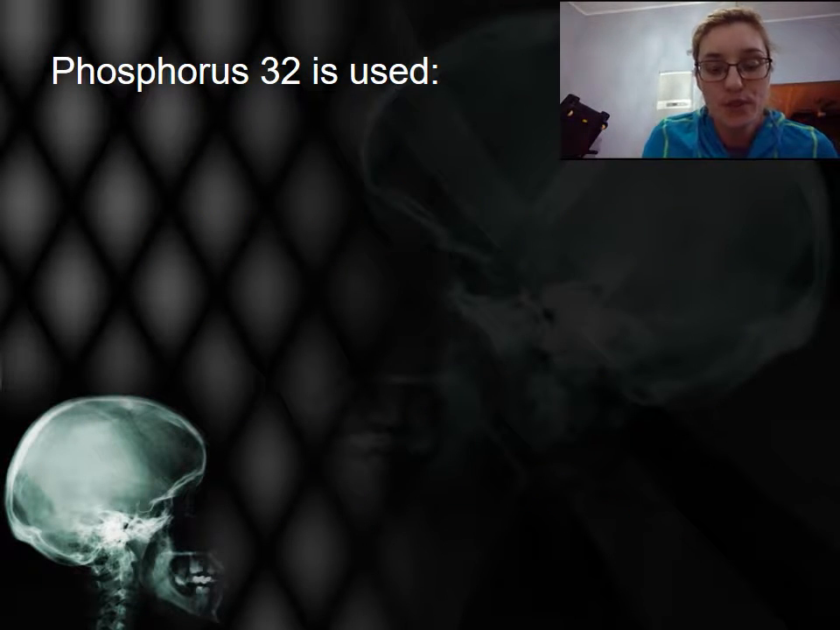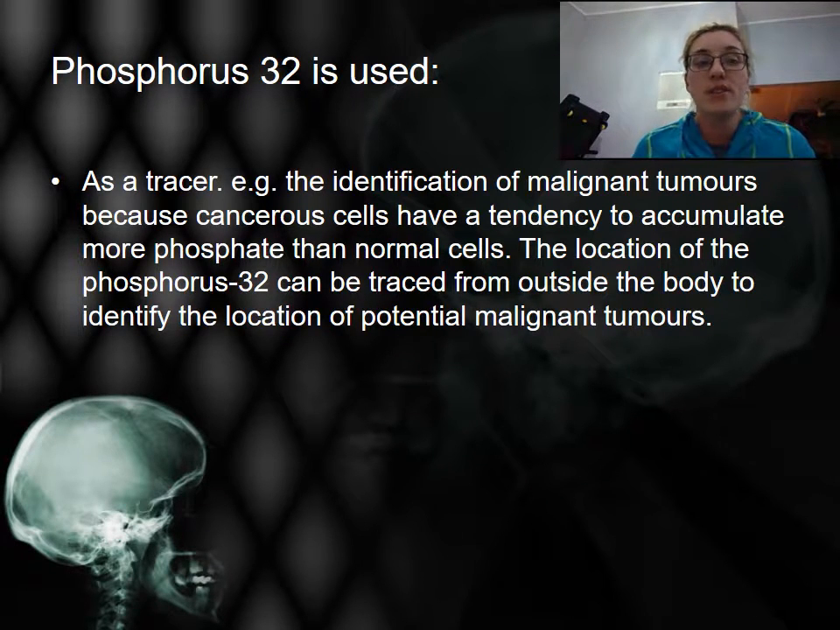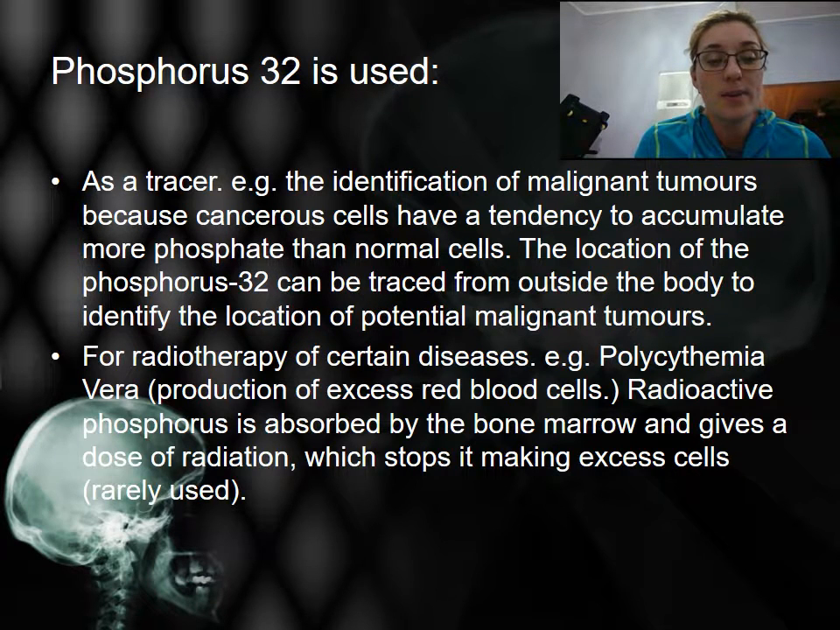Alright, so phosphorus 32 has several uses. Firstly, it's used as a tracer, and this is the most common application for it. It's used to identify different types of cancers and malignant tumours, because cancerous cells have a tendency to accumulate more phosphate than normal cells. So the location of this phosphorus 32 can be traced from outside the body to identify the different locations of potential tumours. Because they absorb more of the phosphorus from that radioisotope, it can show up more easily in the images that you can take.